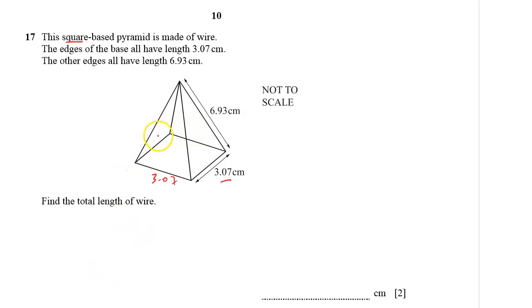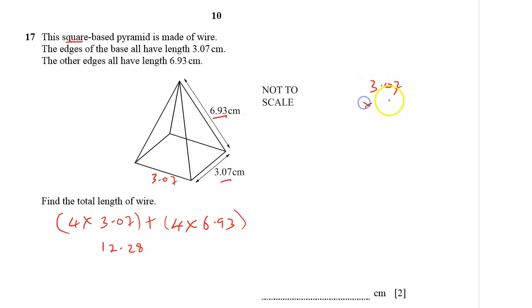So how many squares do we have? 1, 2, 3, 4. So it will be 4 times 3.07, plus 1, 2, 3, 4, plus 4 times 6.93. And when you calculate this, you'll get 12.28. You do long multiplication.